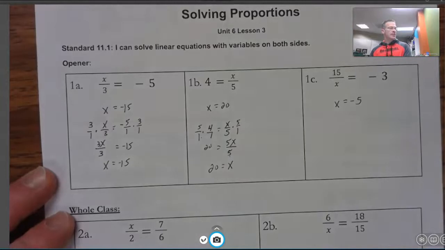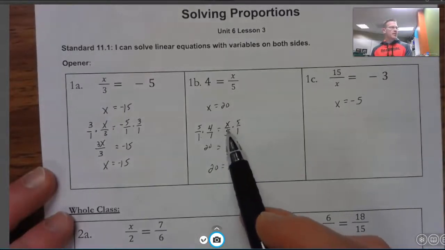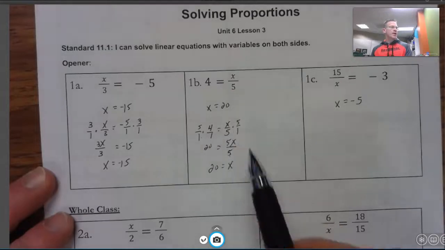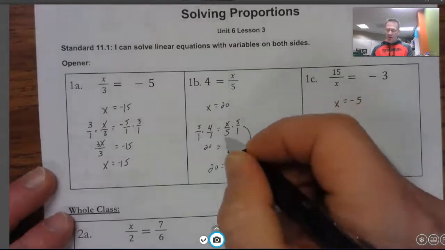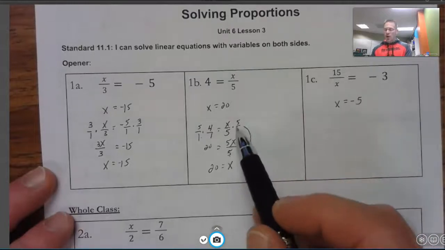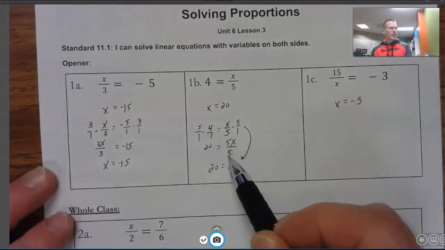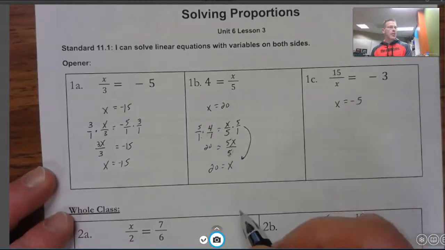And there's my answer. Notice we don't necessarily have to show this step, because I can go from this step to this step without showing what's in the middle, since 5 divided by 5 is going to be 1. If I always multiply by what I'm dividing by, I'm always going to get this result, 5 divided by 5, which is 1.